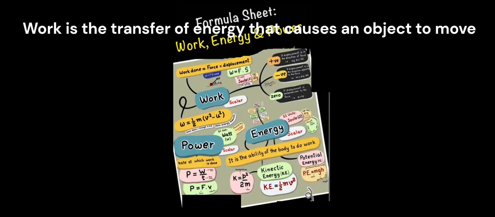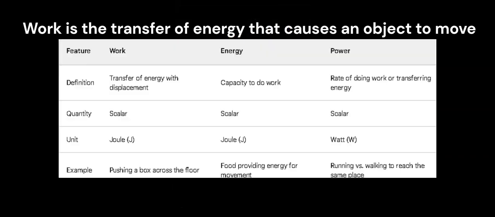Work. Imagine pushing a box across the floor. You're applying a force, your push, in the same direction as the box's displacement, movement, and that's work being done. Work is the transfer of energy that causes an object to move. It's a scalar quantity, meaning it only has magnitude, how much work, but no direction. Formula: work equals force x displacement.